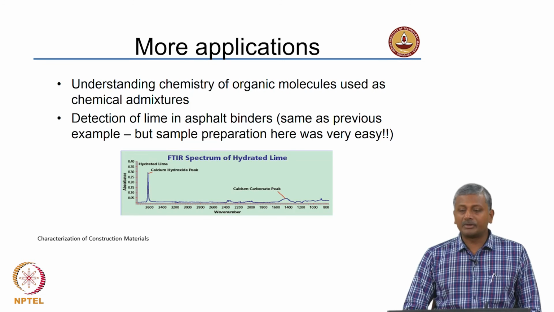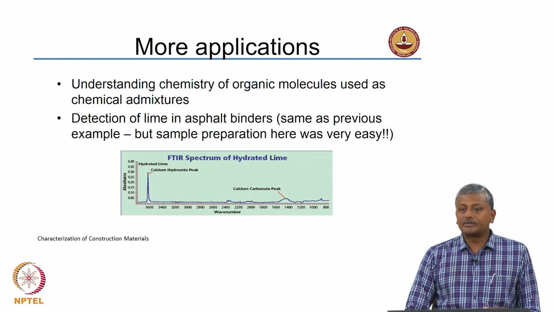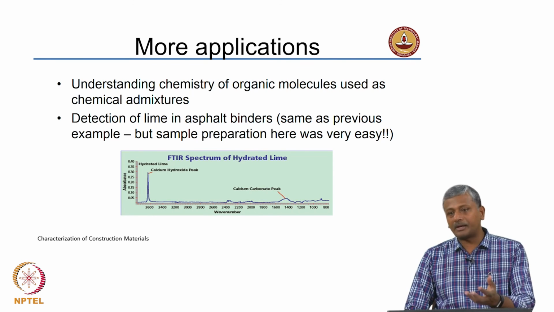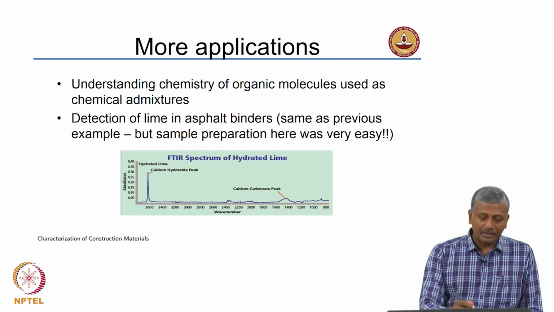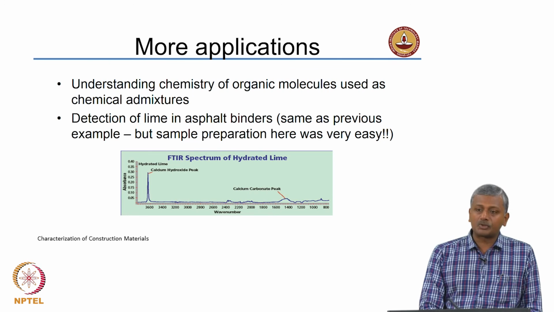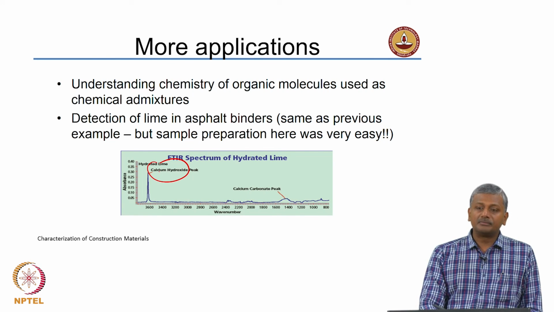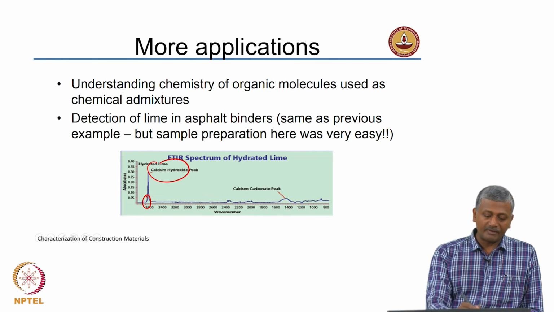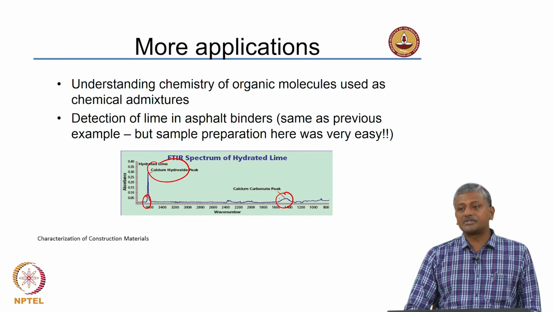Again, there are more applications obviously in materials research. For example, similar to the previous case of atomic absorption spectroscopy, the idea was to detect the presence of hydrated lime inside asphalt binders, and here the determination was quite easy: the calcium hydroxide OH stretching location was identified, and the carbonate peak was also identified, which indicated the presence of hydrated lime and calcite in the asphalt systems.